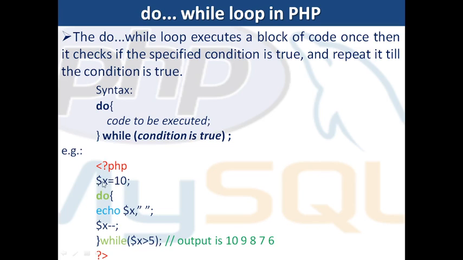So what is happening here? $x is 10, it will print $x and decrement to 9 and check if it is greater than 5 or not. So let us check it on the browser.